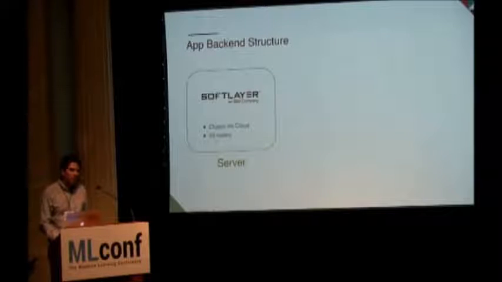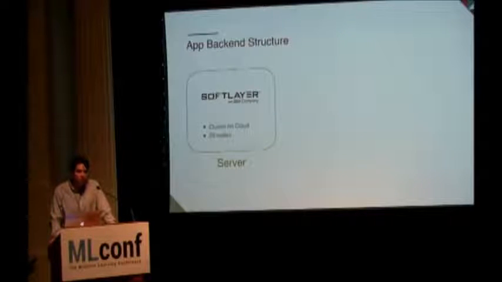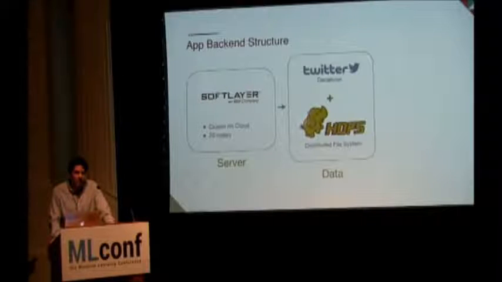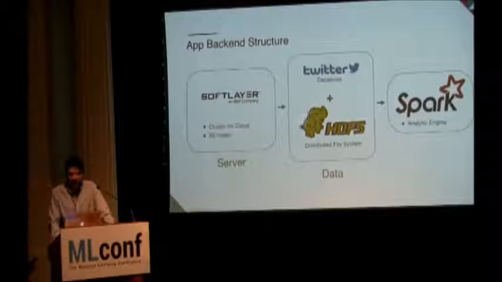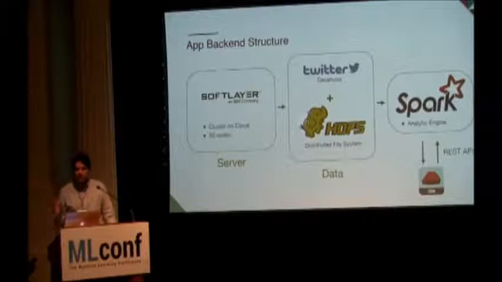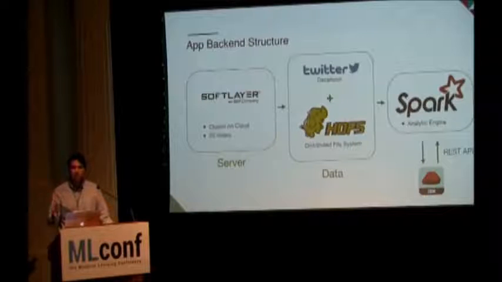So let me tell you a little bit about the architecture of the app. We have a 20-node SoftLayer cluster, and we have installed Apache Hadoop and Apache Spark, and we have our Twitter data sitting in Hadoop. We're only using Hadoop as a distributed file system. So our analytical engine is Spark, and the app sends a REST API query to the SoftLayer cluster. Spark does all the heavy lifting, and we get back a result in some seconds.